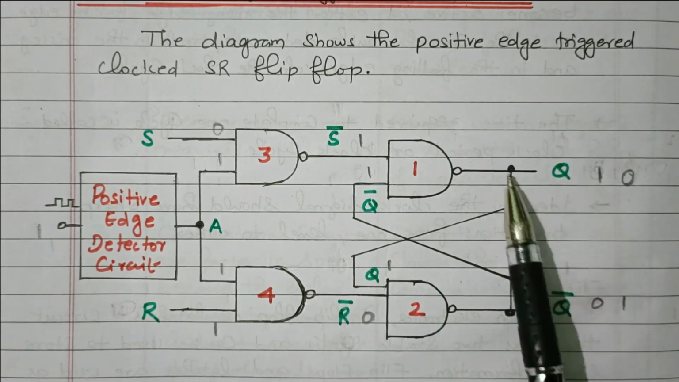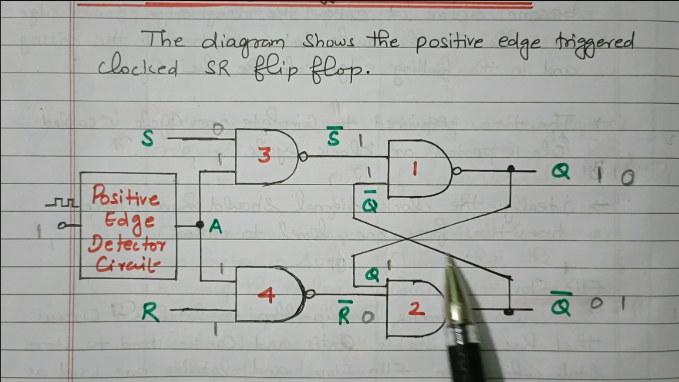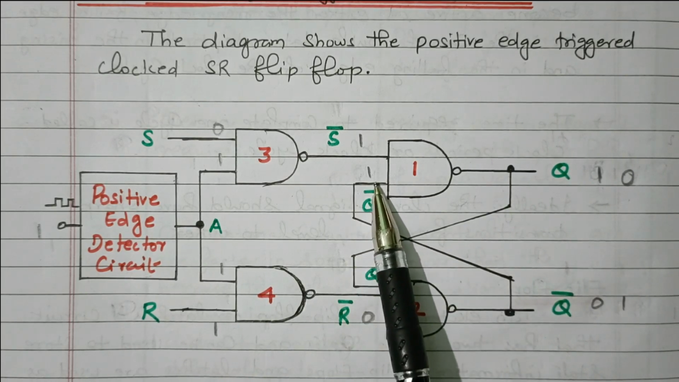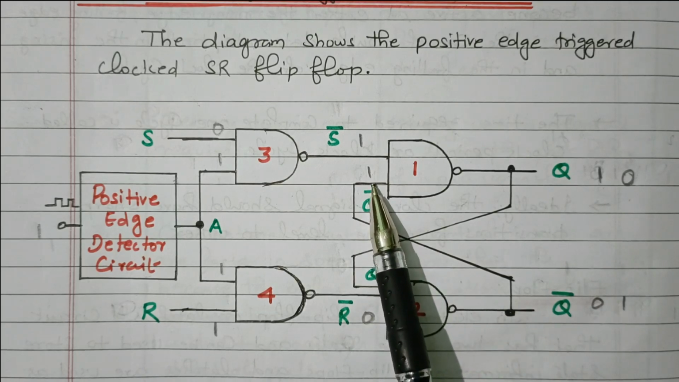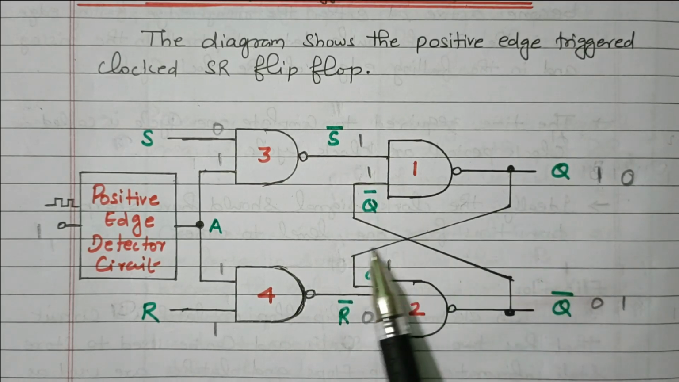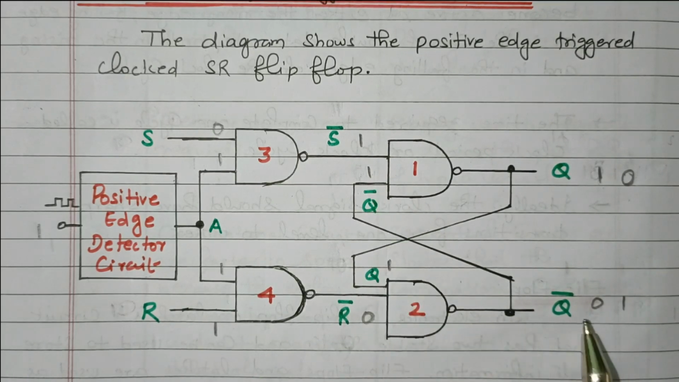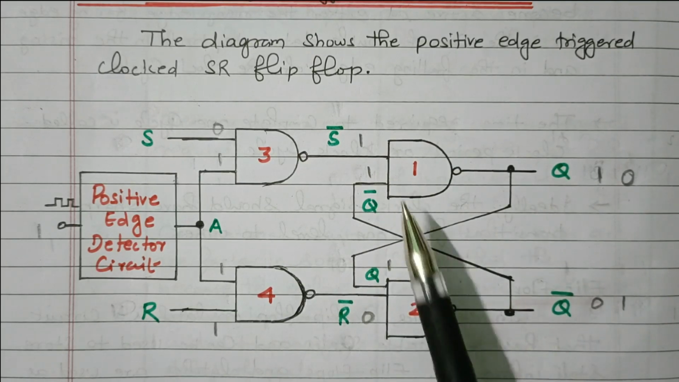Now we'll see here. This 1 is applied here. Q is applied, Q is 1. Q bar is applied here, this Q bar is 0. So here the S bar is 1, R bar is 0. This 1 is applied here. From down to up we need to go, right? Presently it is 0, now changed to 1. We need to follow the logic either from the bottom flip flop to top or top to bottom. Now we'll follow from bottom to top, right?